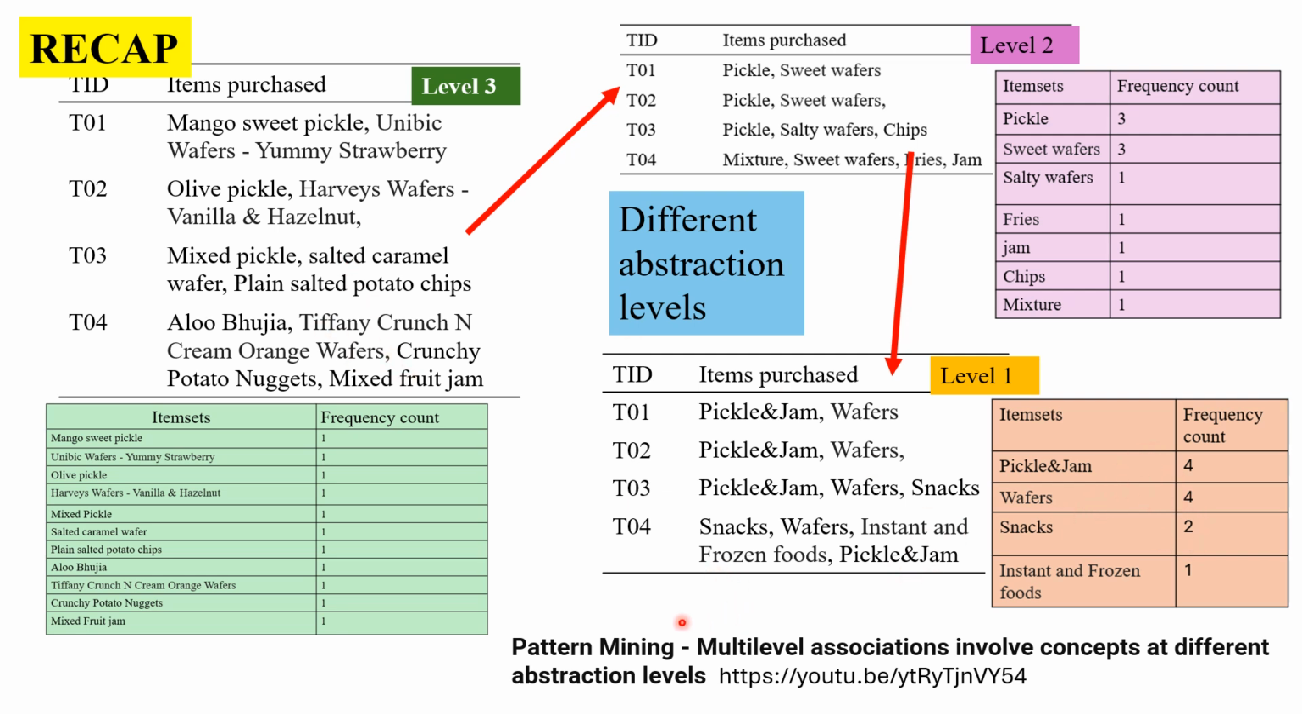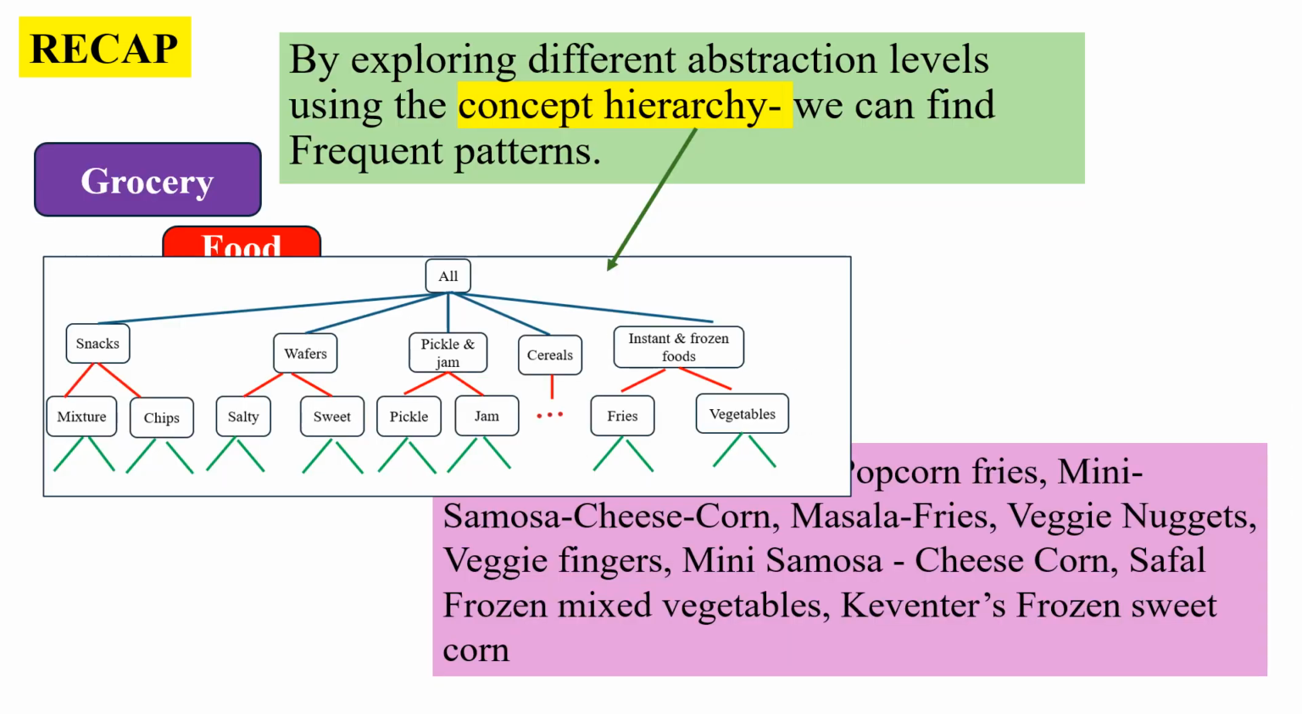Of course, this video can be found at the link given below the slide, and also will be there in the description box. So this is how, when we change the abstraction levels, we can find some frequent patterns, which means using the concept hierarchy, we can find the frequent patterns.